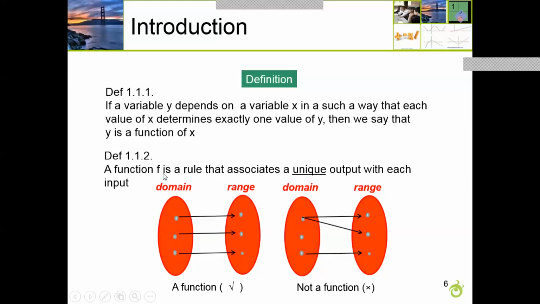The function f is a rule that associates a unique output with each domain value. So domain ni adalah all the values of x. So the values of x will determine the range. Range ni adalah values of y. Contohnya kalau masukkan dekat sini, dia akan petakan dekat y, y, y.